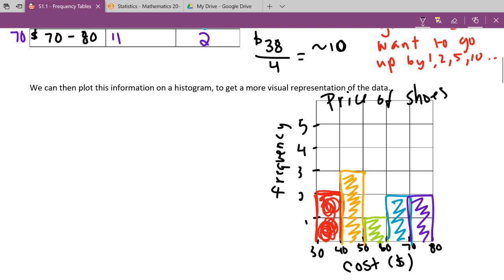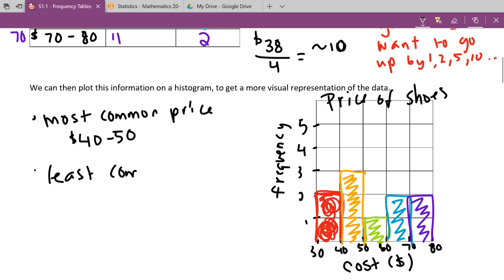We can identify what this graph tells us. Looking at this visual, I'm seeing a couple of things. I'm seeing that the most common price was $40 to $50, because we saw that's our highest bar. That means that it had the most values show up in that range. Our least common price was $50 to $60. We only had a frequency of 1 there.